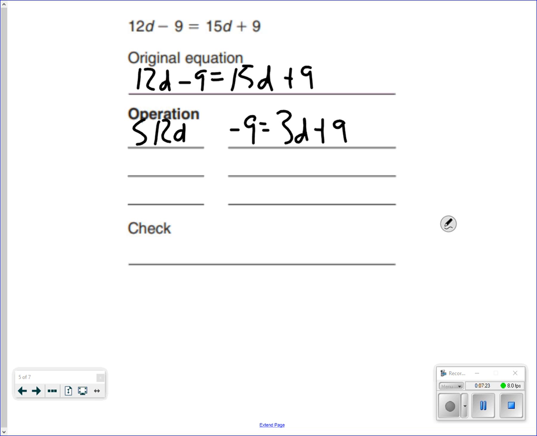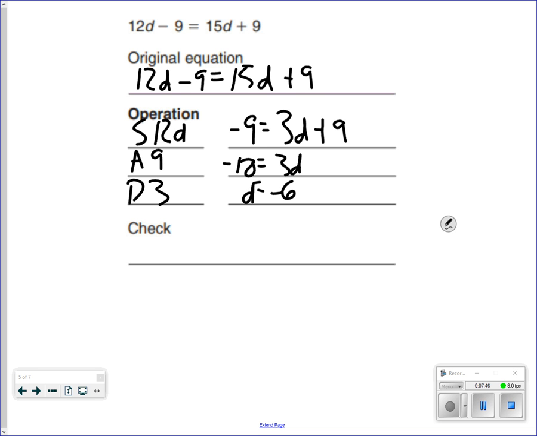Now I'm going to make sure I add a 9 over to this side. So that means I'm with a negative 18 equals 3d. If I divide by 3, I'm left with d equaling a negative 6.